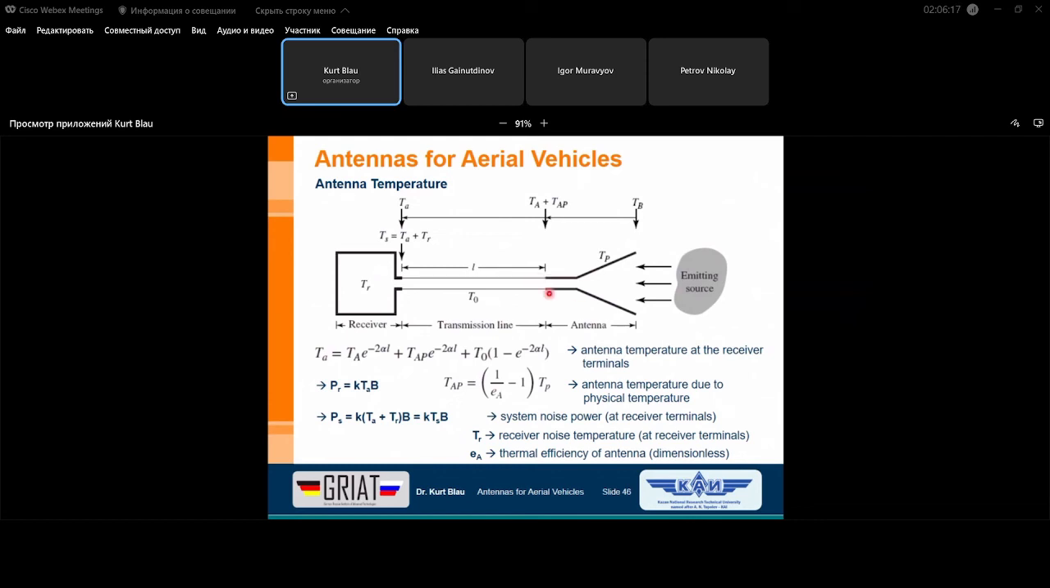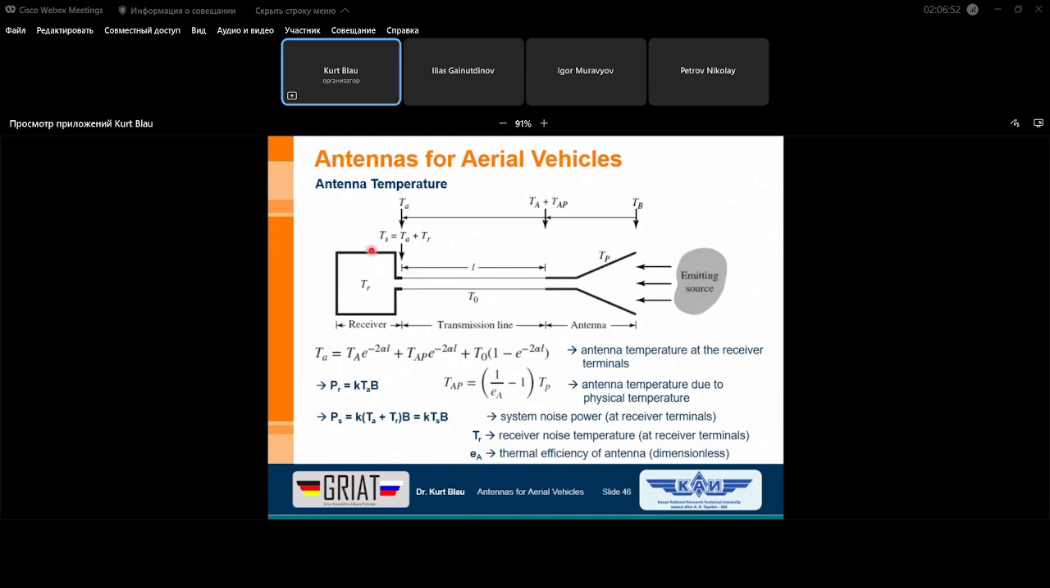Then here at the end of the antenna, over the length L, we have a transmission line. Also, the transmission line has losses, it's clear. And we will see in the formula that these losses also produce additional noise behavior, or you can also say it reduces the signal to noise ratio from the input of the antenna to the input of our receiver.